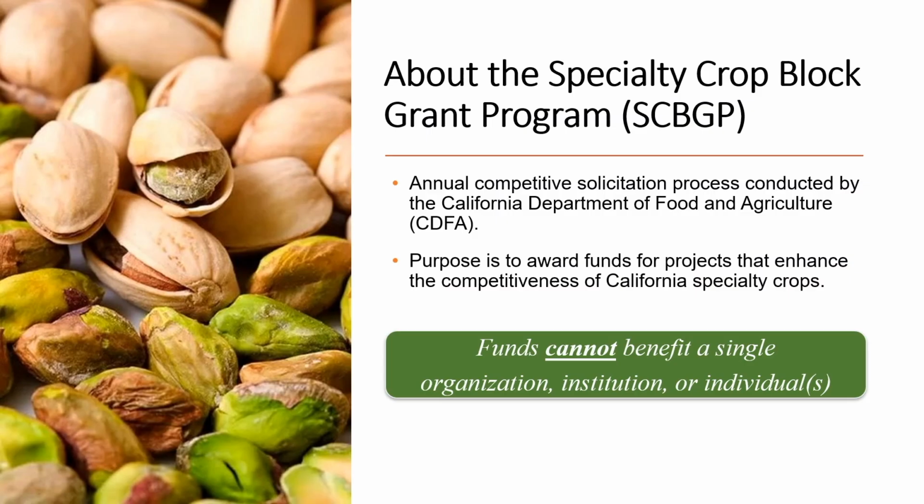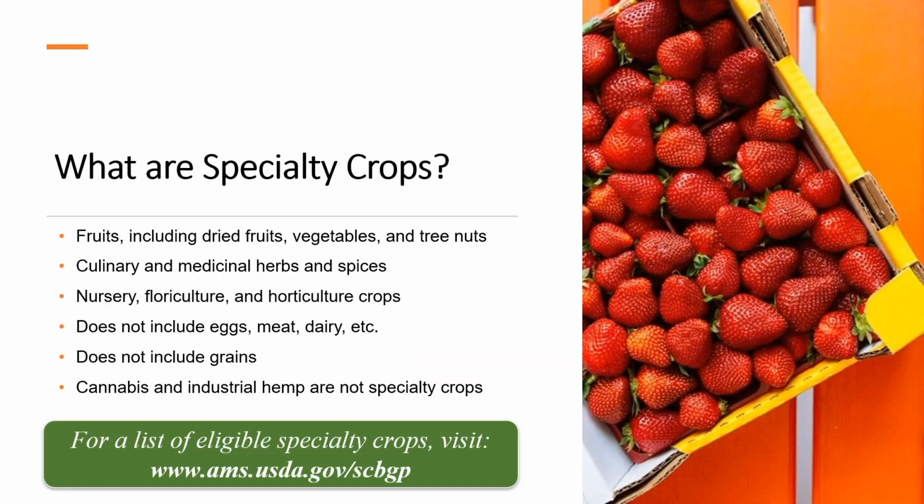The Specialty Crop Block Grant Program is funded by the U.S. Department of Agriculture Agricultural Marketing Service. The purpose of the SCBGP is to enhance the competitiveness of California's specialty crops. The program priorities we'll discuss later in this presentation are intended to help applicants develop proposals that meet that purpose through this competitive process. Projects cannot benefit a single organization or single individuals.